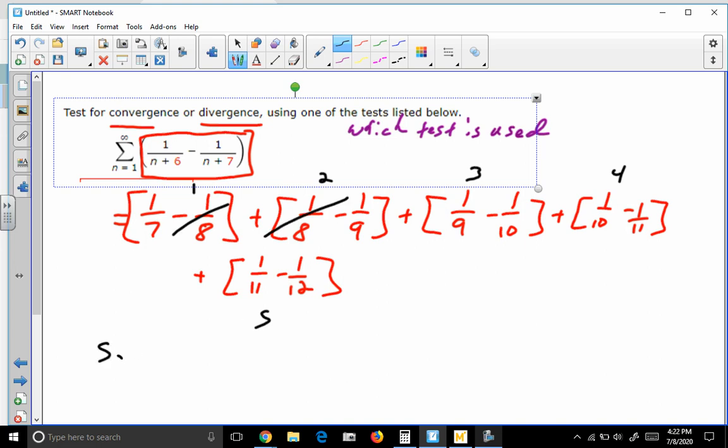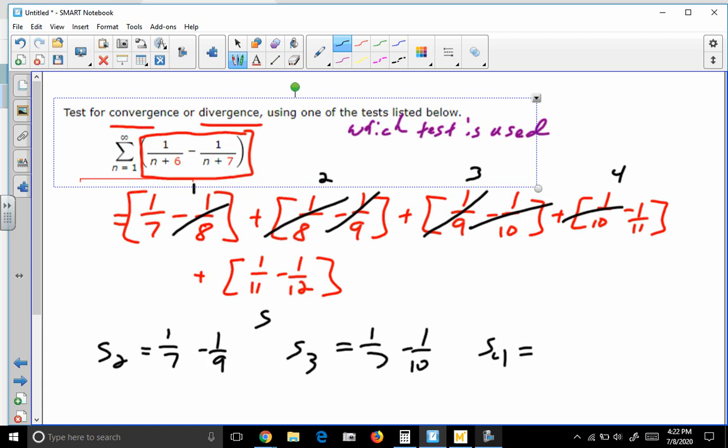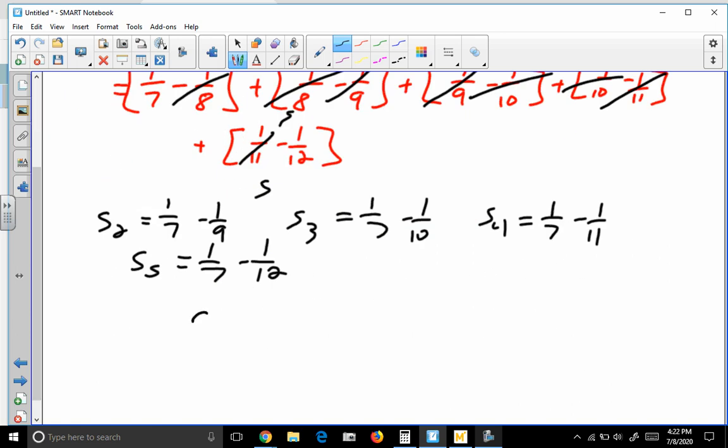So when we do our second part, we get 1/7 minus 1/9. When we include the third term, those cancel and we get 1/7 minus 1/10. When we include the next one, those cancel, so we get 1/7 minus 1/11. And then when we include the fifth one, those cancel, and we get 1/7 minus 1/12. So a formula for our partial sums is 1/7 minus 1 over n plus 7.